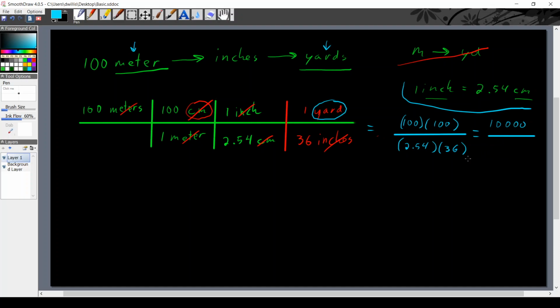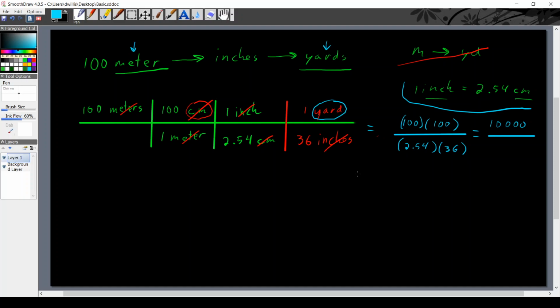And 2.54 times 36. Everyone punch that on your calculator real quickly, and I'm going to grab mine. Rule for making teaching videos, always be sure that you have all of your materials before you begin. Just a pro tip for those of you out there, or for those of us in here who didn't follow the tip.